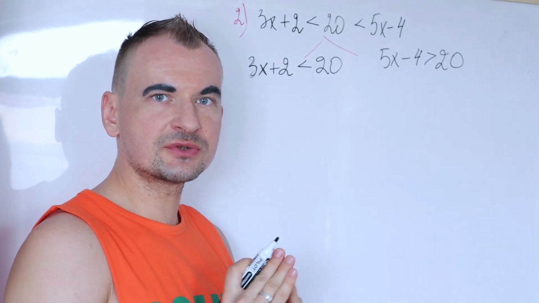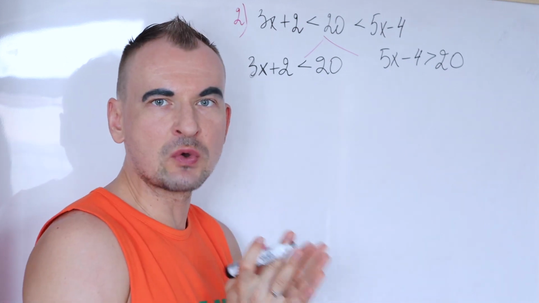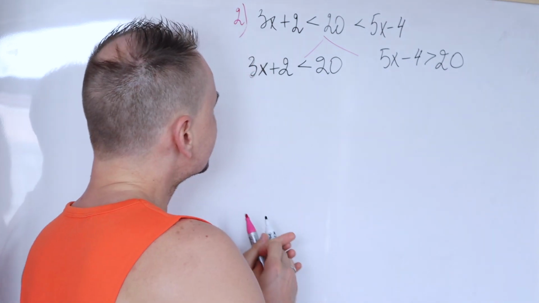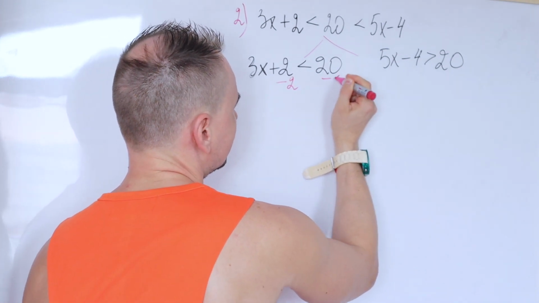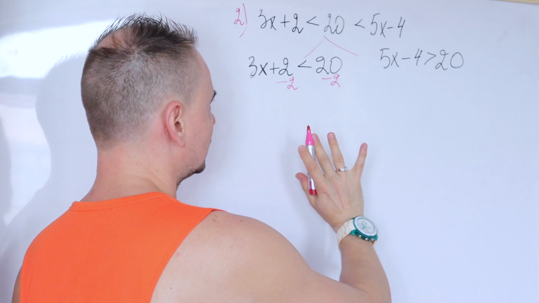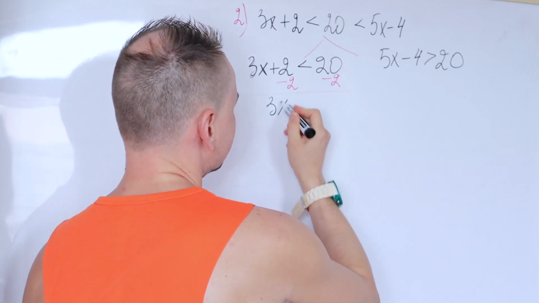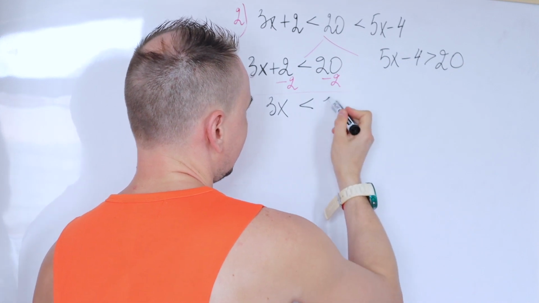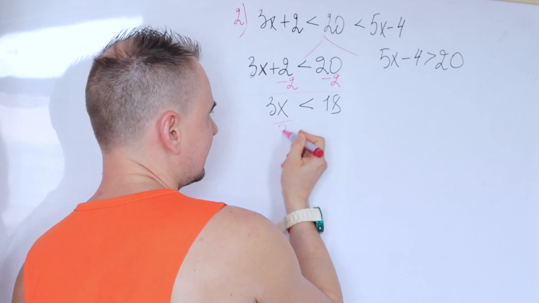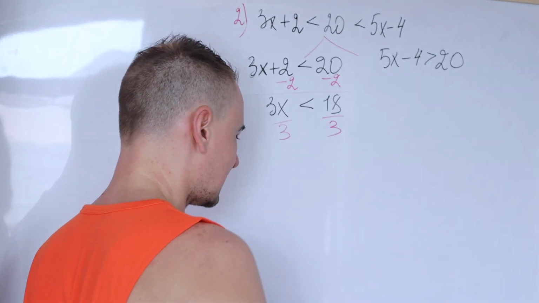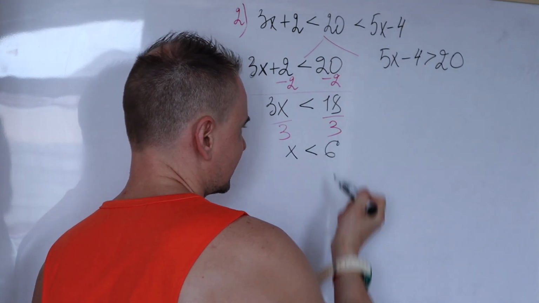Now, all you do is solve them separately down below, just like normal linear inequalities. You typically subtract 2 in this case from both sides. Let me just do it quickly. So it becomes just 3x less than 18. And the next step, you divide by 3. You want to get rid of this 3, isolate x. So your x is less than 6.